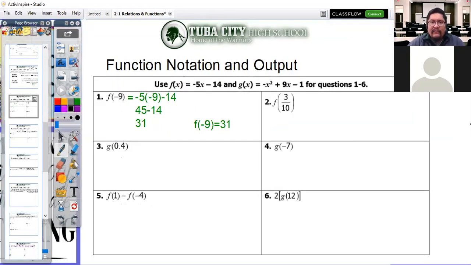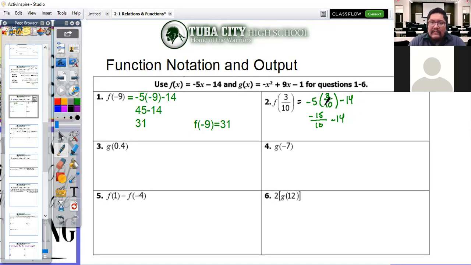All right, so here we have a fraction. It says here f of 3/10. So I'm going to take my f function and plug this in. So negative 5x, but in this case I'm going to use an x of 3/10, minus 14. Now I'm going to have to use my rule of fractions. So I'm going to multiply this. Negative 5 times 3 would be negative 15 over 10, and that would be minus 14.